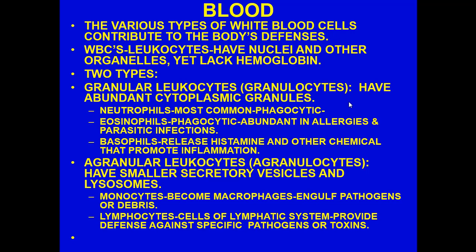The agranular leukocytes, also known as agranulocytes, have smaller secretory vesicles and lysosomes. Basically, you're seeing monocytes, which become macrophages and will engulf pathogens or cellular debris. You have also lymphocytes. These are the cells of the lymphatic system and provide defense against specific pathogens or toxins. This is where you get the B cells and the T cells.